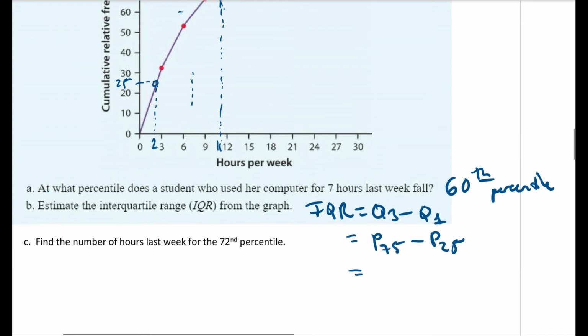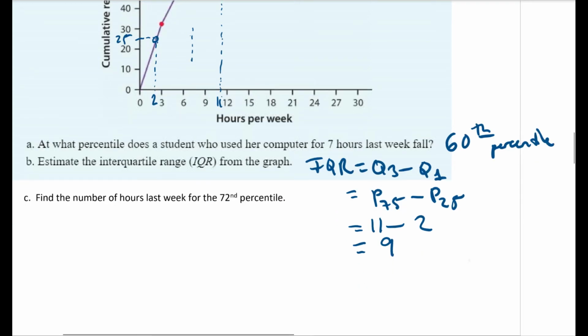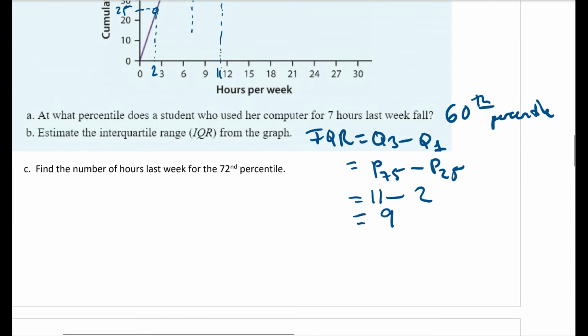Depending on how you did it, it probably helps to use a straight edge for this part of the problem. But either way, if you said it's about 12 and the other one's about 3, or 11 and about 2, you can still subtract them. So 11 minus 2, and you get about 9. The interquartile range will be the same if you did 12 minus 3. But it's about 9, estimate.